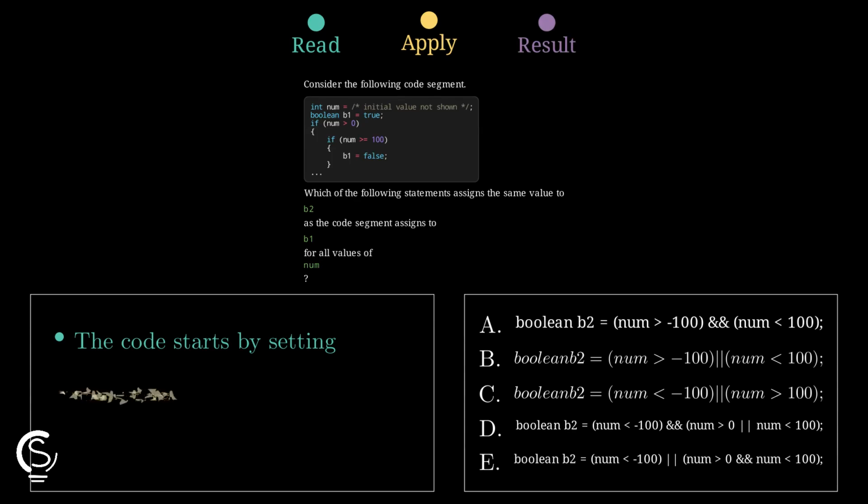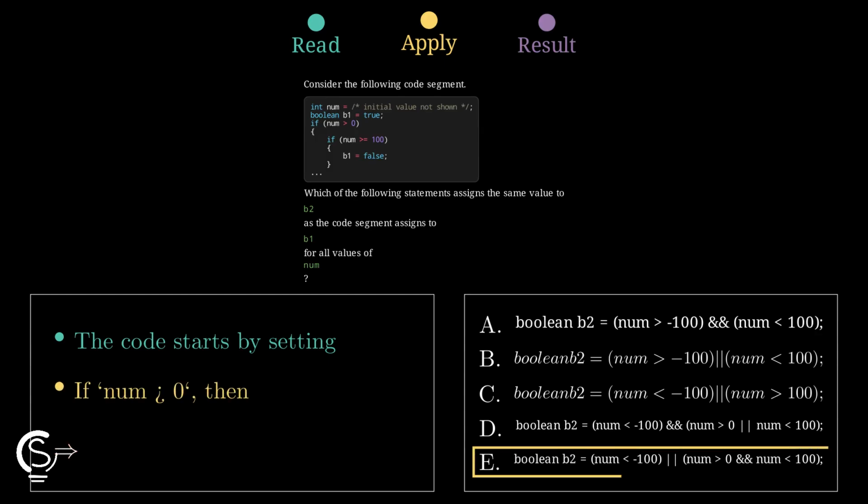Combining these conditions, B stays true only when num is under negative 100 or between 1 and 99. Option E is our winner.